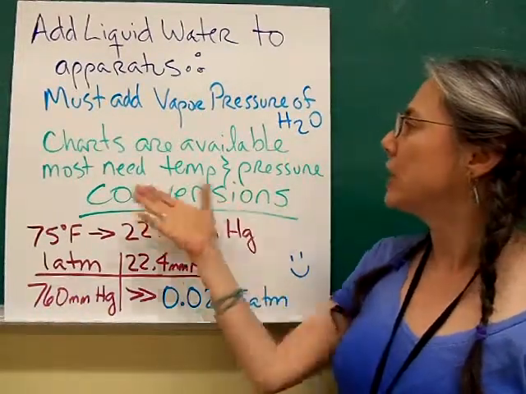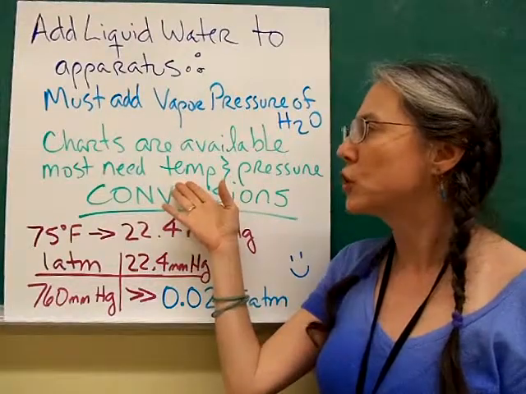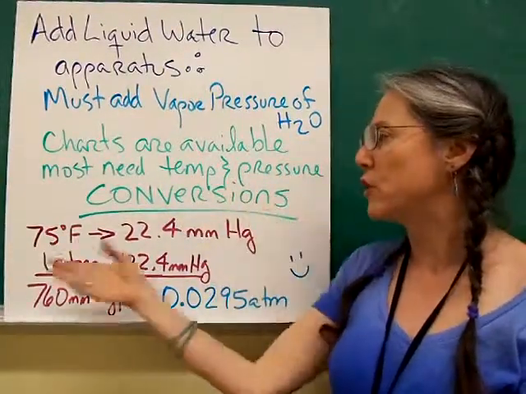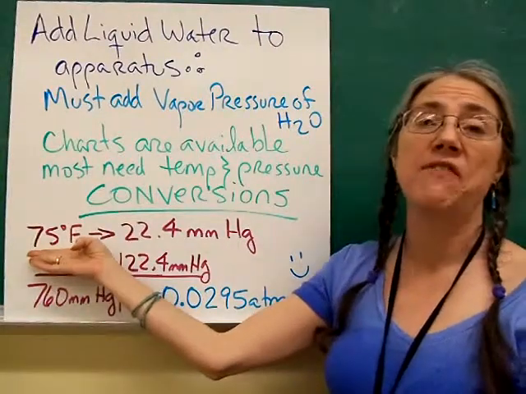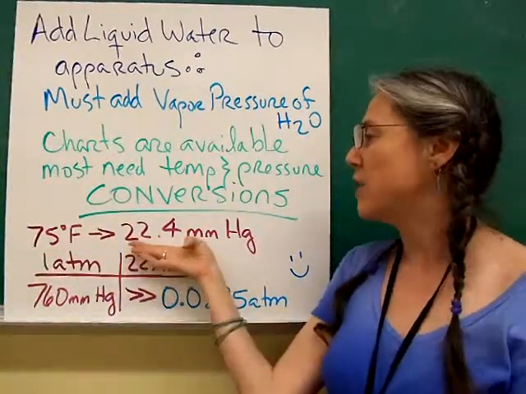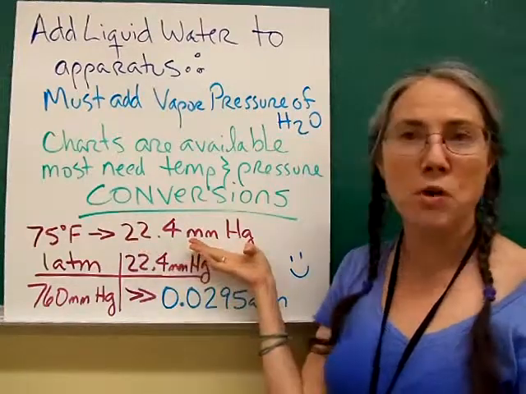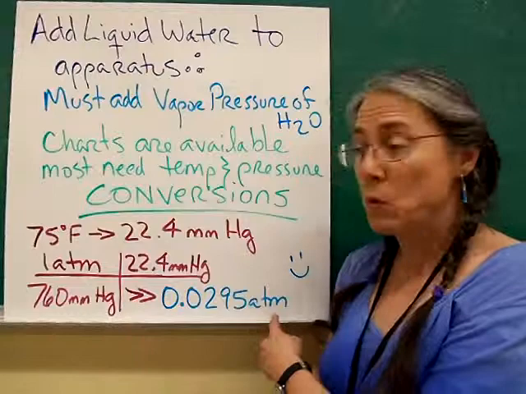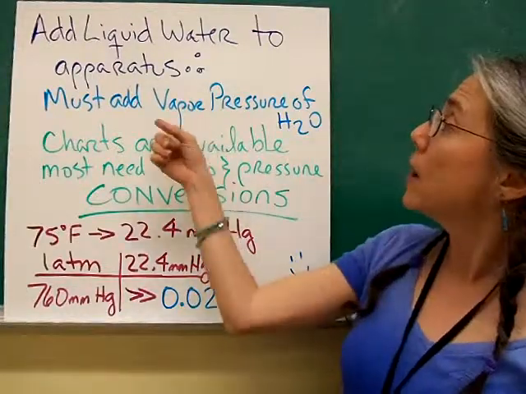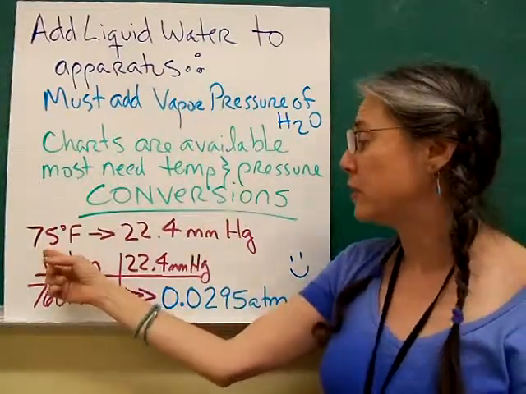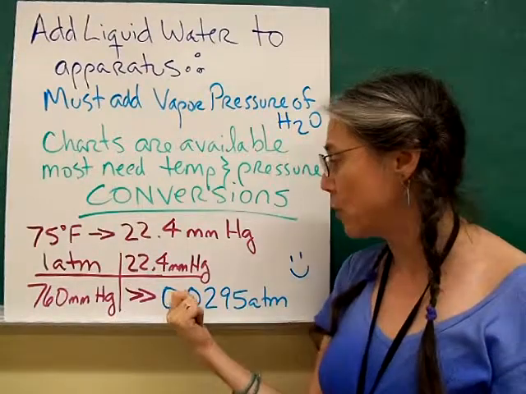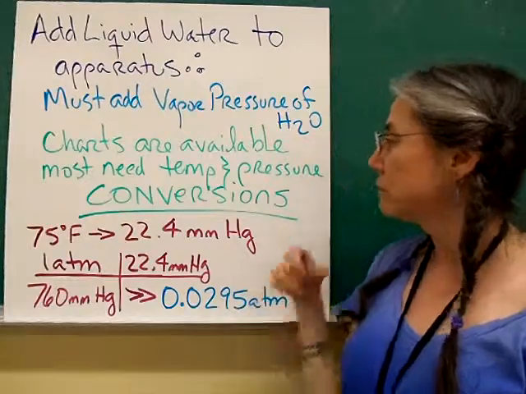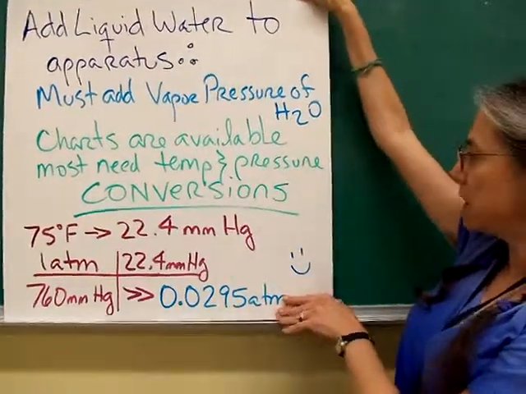Most of the time they're going to give it to you in some temperature. You look up some temperature and some pressure and then do all your conversions, like they'll give you 75 degrees Fahrenheit and 22.4 millimeters of mercury, and then you convert just the mercury part because we want atmospheres. So our vapor pressure of water at 75 degrees Fahrenheit ended up to be 0.03 atmospheres. So that's what we move to the next slide with.